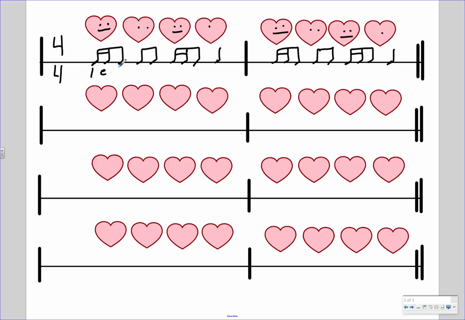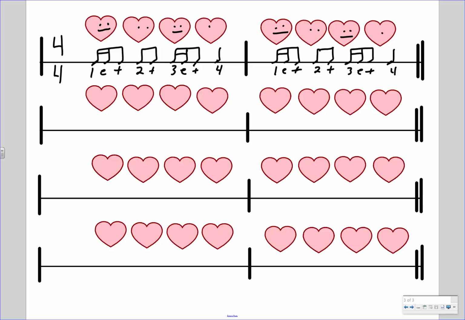Counting would be 1E-and, 2-and, 3E-and, 4. And it was the same thing in both measures. 1E-and, 2-and, 3E-and, 4. If you take a look at my heartbeats, they really help with the dots and the dash for the subdivision.